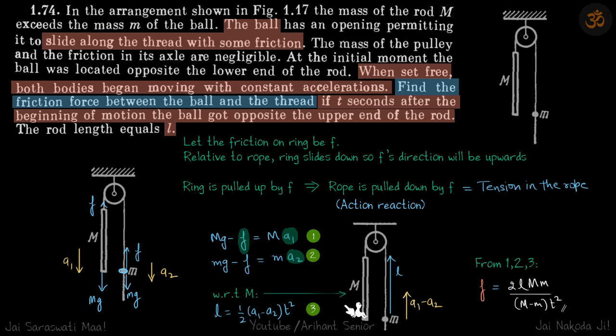So you might get confused. The relative acceleration should be a2 minus a1, and that is correct. It will be a2 minus a1 in downward direction. But we are considering its acceleration in upward direction, so that will be the negative of that. So a1 minus a2. Now with this acceleration, this ball is covering a distance L. So our equation of motion: L is equal to half (a1 minus a2) t squared.